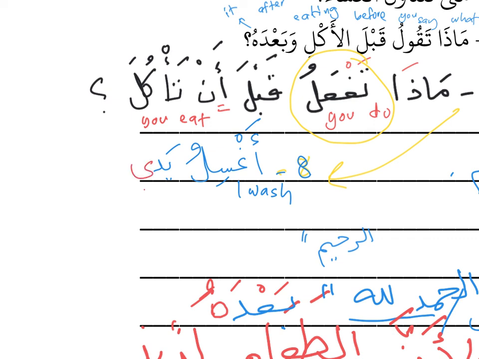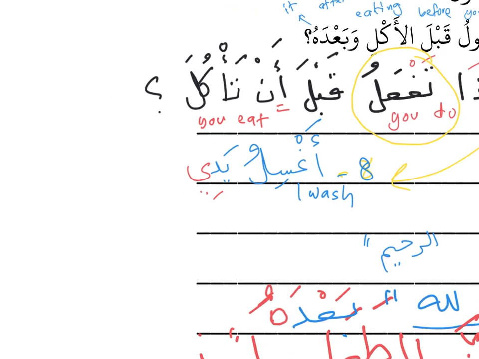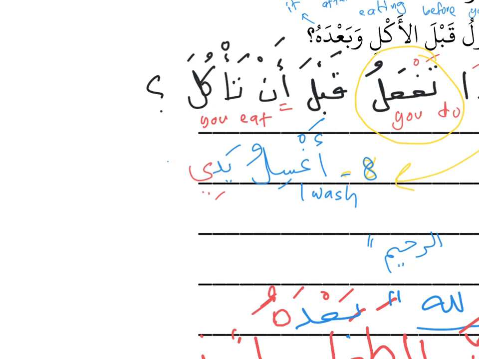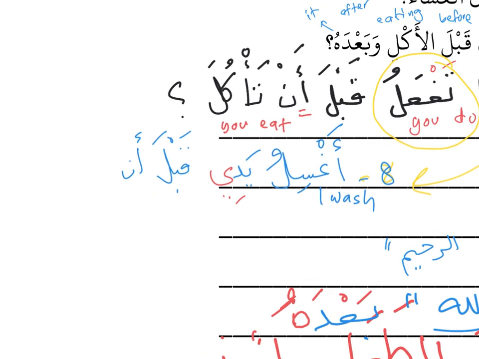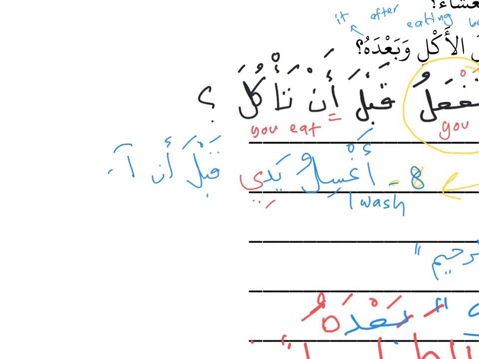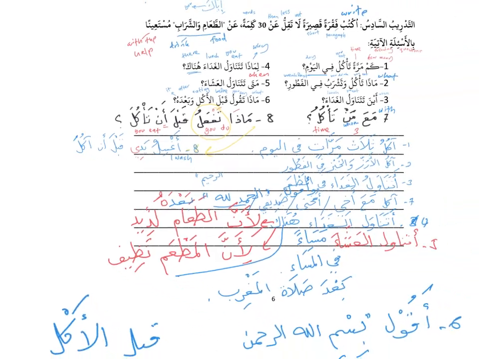And how do you say my hand? You add the ya. You say aghsilu yadi. If you want to say two hands, aghsilu yadayya. But one hand is enough. Aghsilu yadi qabla an ta'kul. Sorry. You don't say an ta'kul. You say qabla an akul. Before I eat. So this is the exercise related to this question.